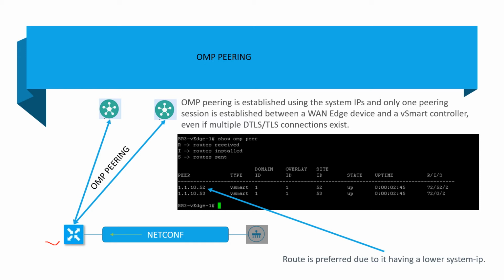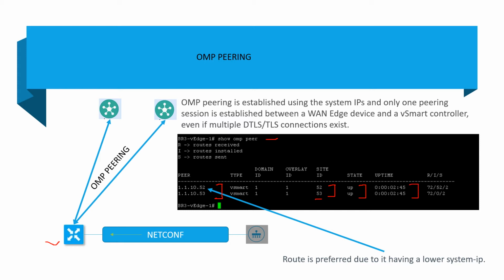So if I run a command which is going to be show omp peers, it is going to tell you there are two peerings existing to two different vSmarts, and the site ID is different. So as we discussed earlier, every controller and every edge device is going to have a different site ID. So we see the first vSmart is having the site ID 52, the second vSmart is having the site ID 53. My current status for this OMP peering is up. This is the uptime, which is 2 minutes 45 seconds.